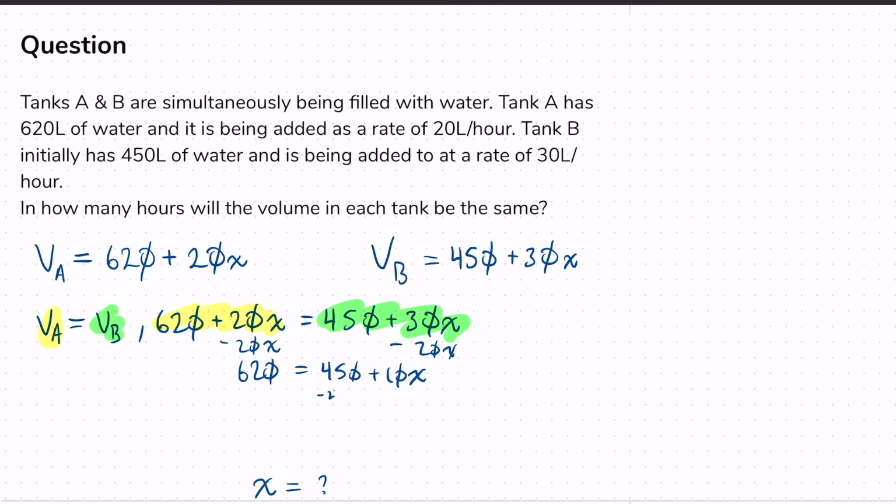I take away 450 from both sides, and I end up with 170 equal to 10x. I'm just going to swap these around. 10x equal to 170, that's the same. I divide both sides by 10, and I get x is equal to 17. So how many hours? 17 hours.